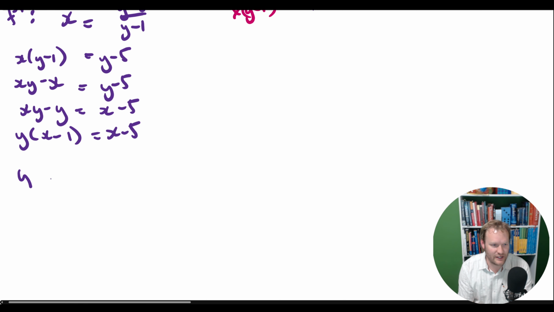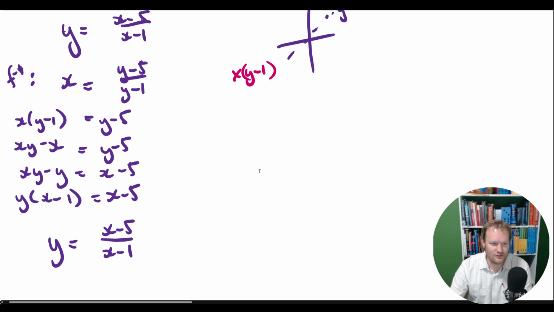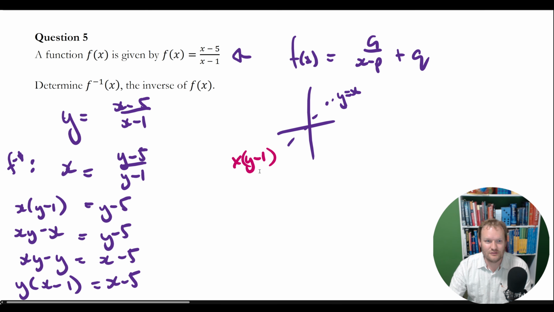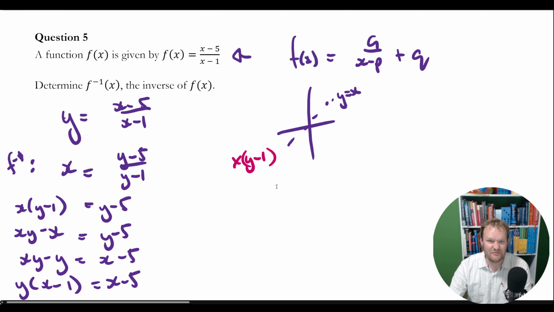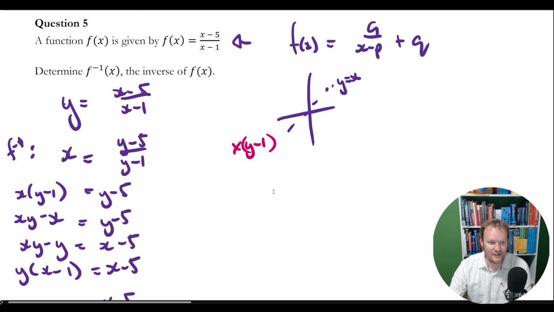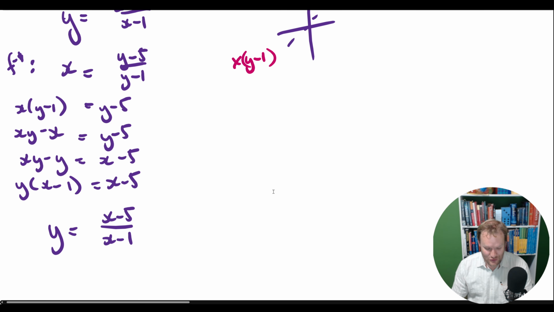I've just dived straight ahead because I think you can see it enough from here: y equals x minus 5 over x minus 1. Which is interesting because, as you saw in the memo, this is a self-inverse function. The function and its inverse are actually the same function, which is quite cool. Okay, so that's that. Any more questions, just ask them.